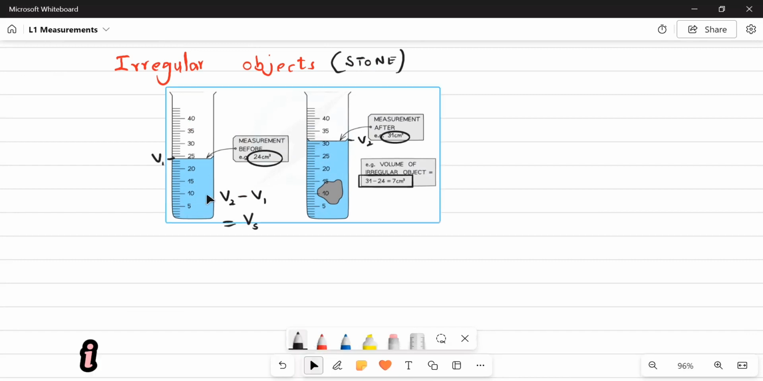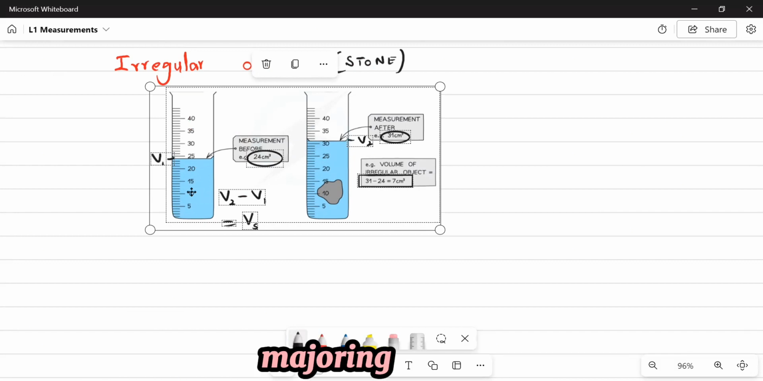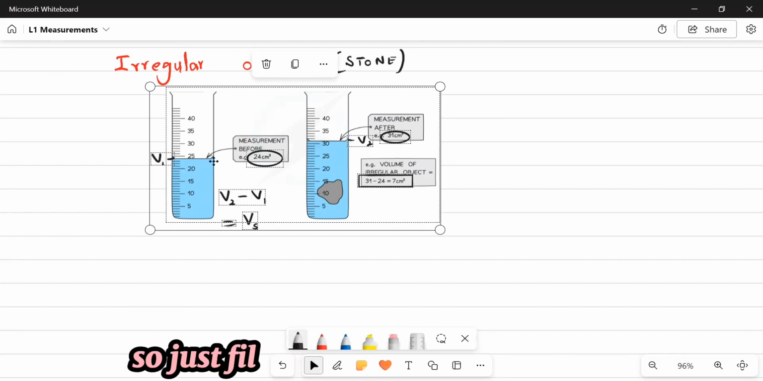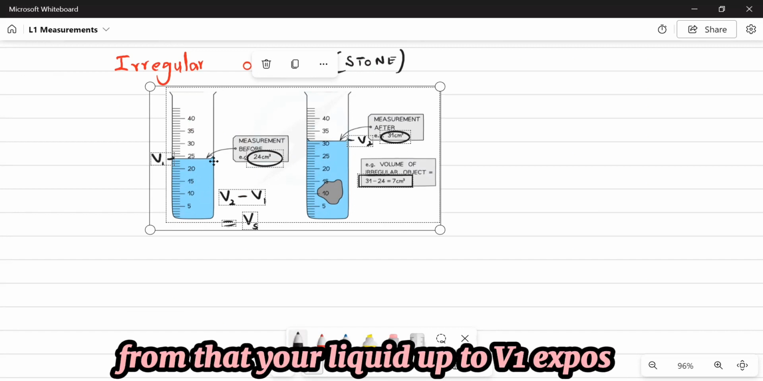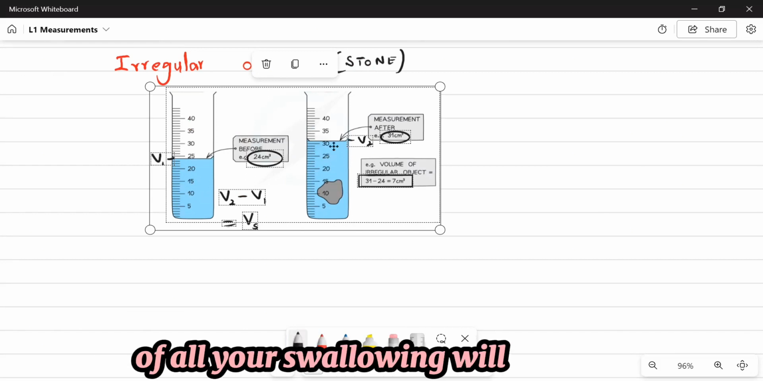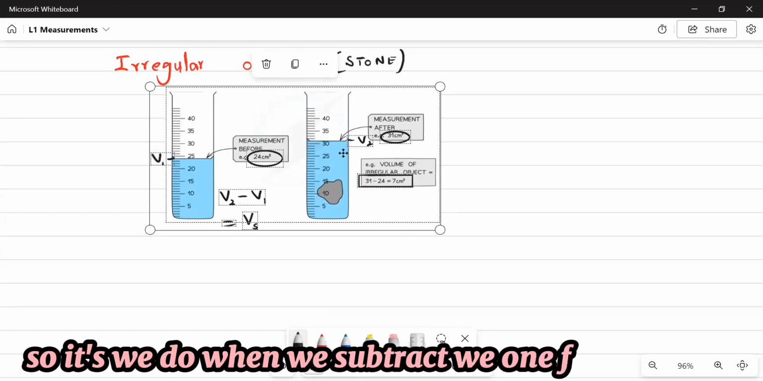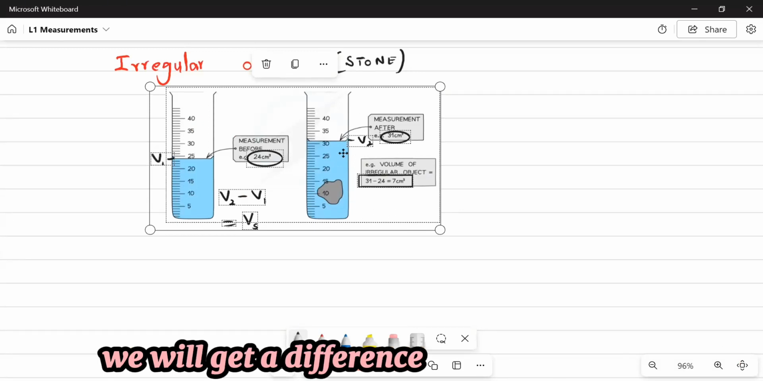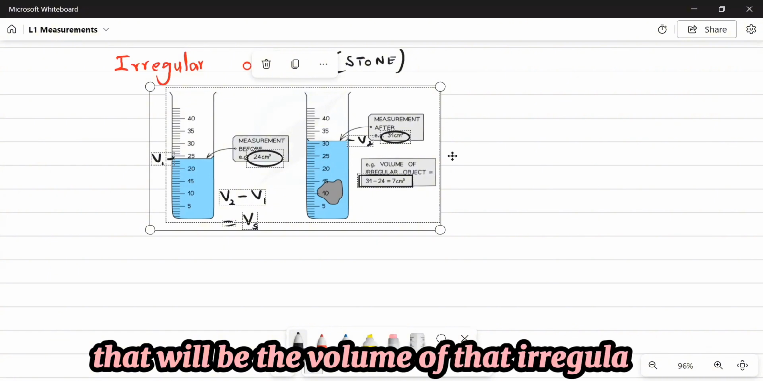For example, if this is a measuring cylinder, just fill it with an appropriate liquid up to V1. Let's suppose when we put the irregular stone inside it, of course its volume will increase. So it's V2. When we subtract V1 from V2, we will get the difference, the volume difference. That will be the volume of that irregular piece.